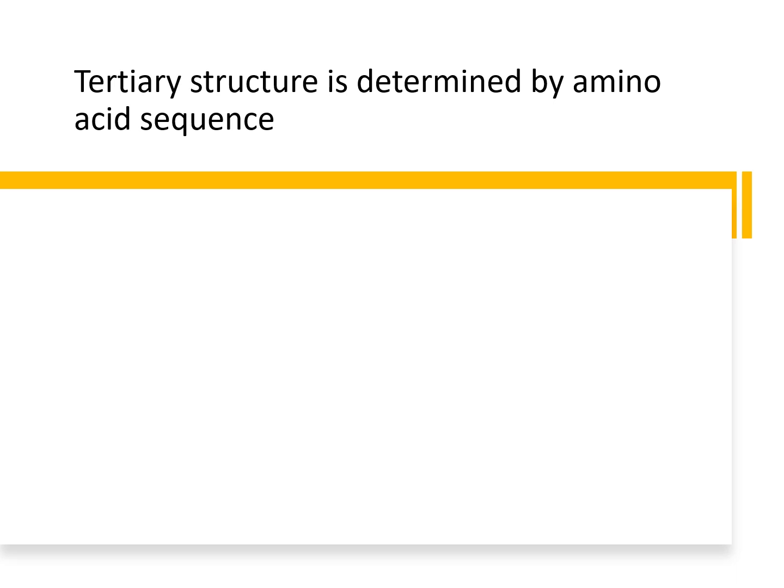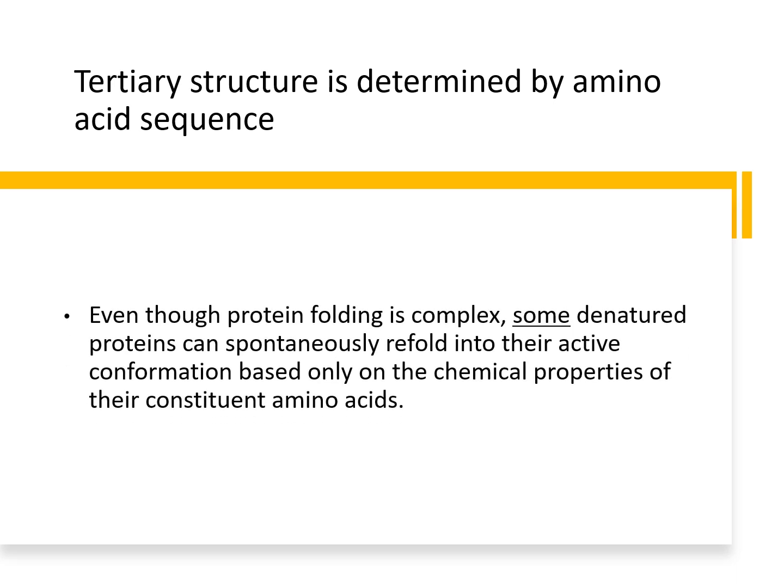The first thing that I want to say in a qualified manner is that tertiary structure is determined by amino acid sequence. This means that the amino acids contain the information needed for a protein to fold. It is worth keeping in mind that protein folding is an enormously complex process. And in spite of that, some denatured proteins, meaning unfolded proteins, can spontaneously refold into their active conformation based only on the chemical properties of their constituent amino acids, meaning those individual amino acids somehow contain the information that will tell the denatured protein how to fold in a reasonable time frame.